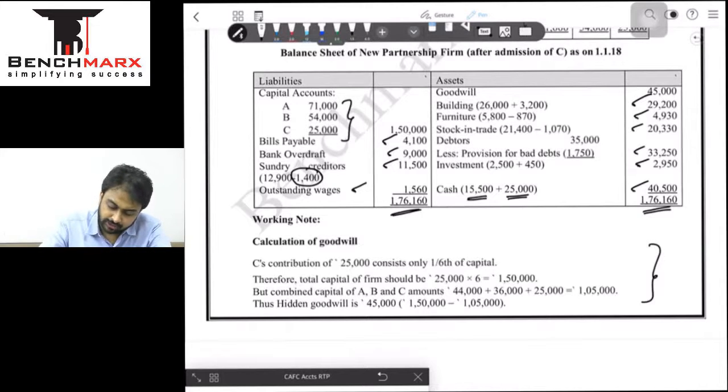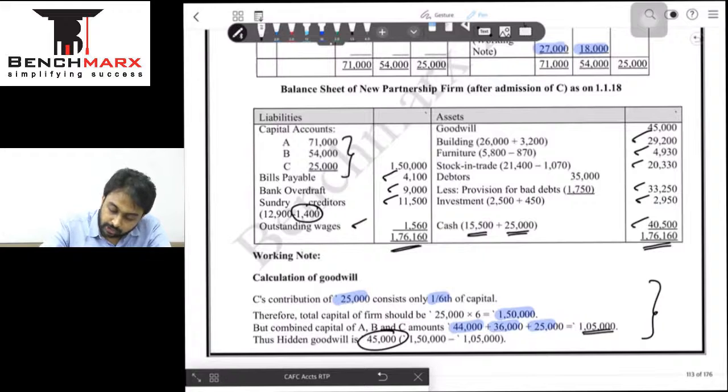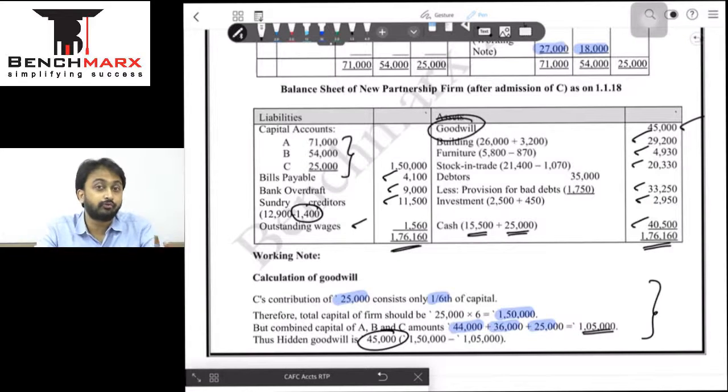So यहाँ पे they have shown the calculation like this. 25,000 is the capital for 1/6 share. The full capital becomes 150, out of which 44, 36 and 25 is the existing partner's capital. That makes it 1,05,000. Balancing figure appears to be goodwill, and we have simply raised goodwill. Important, once we are raising goodwill and we are not writing off goodwill, goodwill is also going to appear in the asset side, and that is the full value of goodwill here.